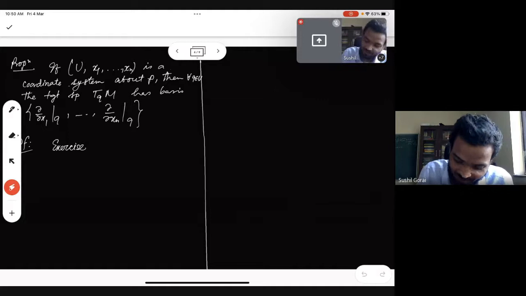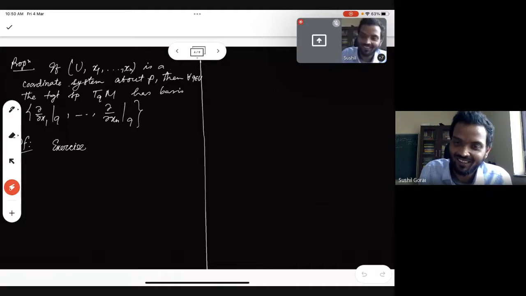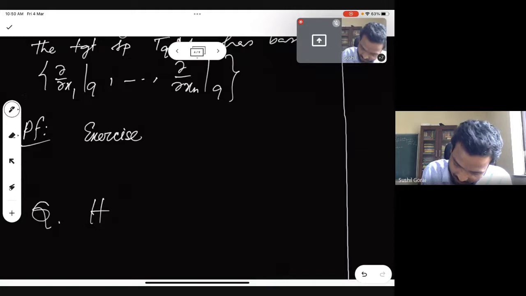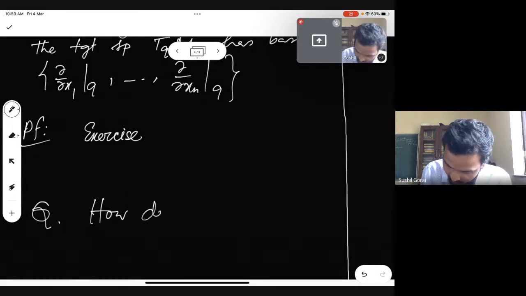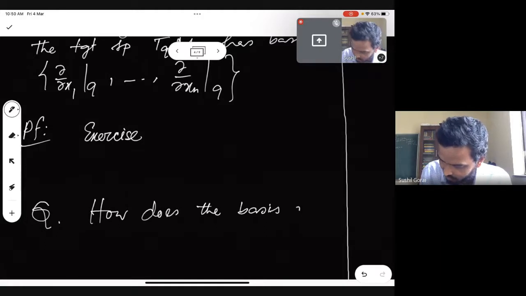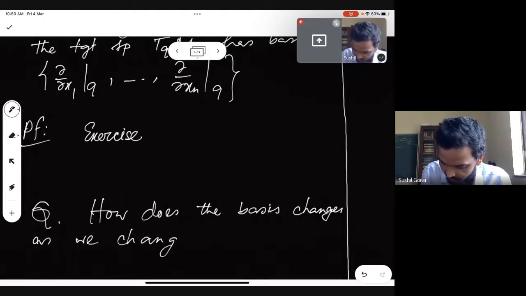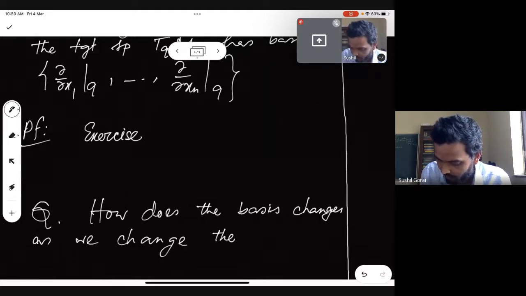Now how does the basis change? So now the question is, how does the basis change as we change the chart, which is the coordinate system?